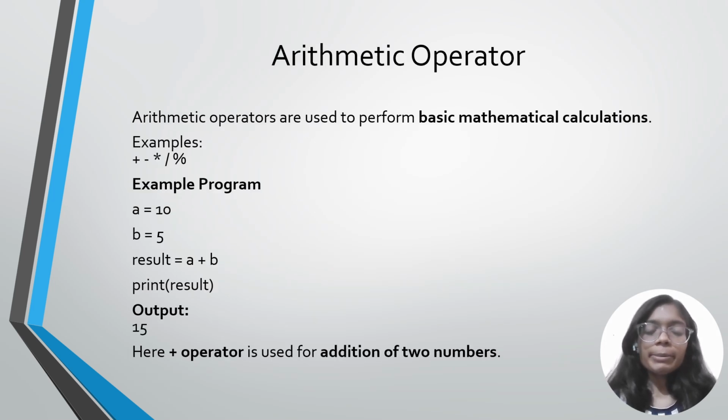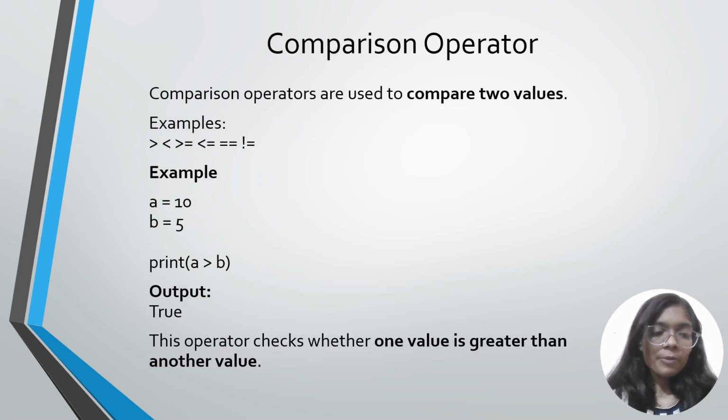Arithmetic operators. Arithmetic operators are used to perform mathematical calculations such as addition, subtraction, multiplication, division. For example, if we write a program where a equals 10 and b equals 5 and we use the plus operator to add them, the result will be 15. This operator helps programmers perform calculations easily in programs.